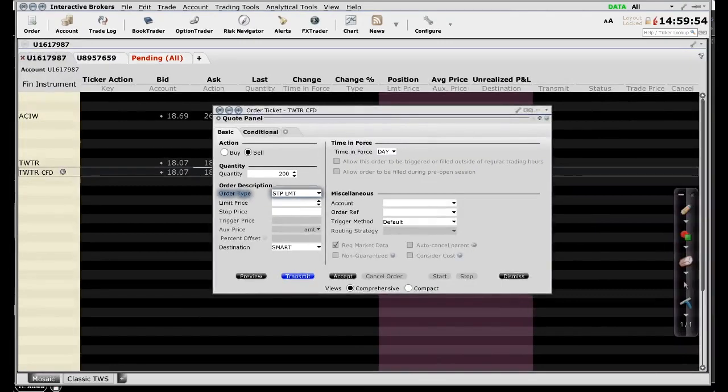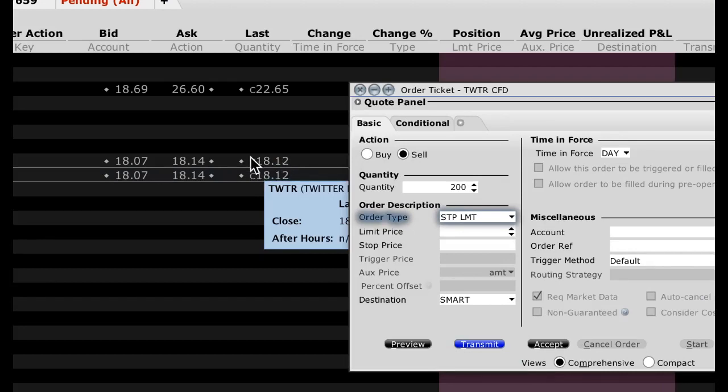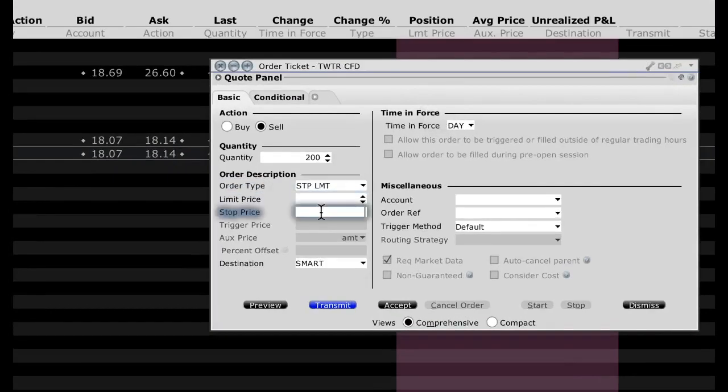So right now, Twitter is selling at about 18.12. That's the last closing price. So I want to short it. I'll only sell it if it goes, for example, to $18. So I always want to set it lower than the current price. So my stop price will be $18.